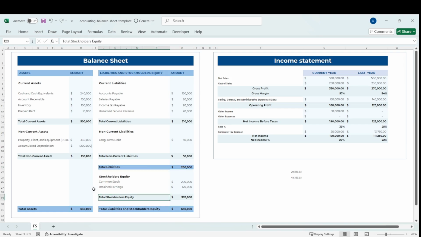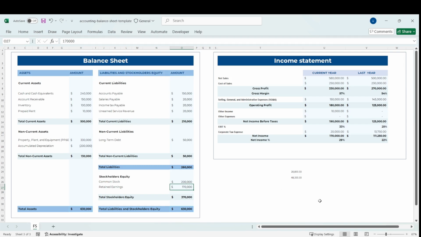Now let's look at the shareholders' equity, which represents 370,000. This is the residual value from the assets minus total liabilities. The common stock is 200,000, which represents the initial capital contributed by shareholders. These make up around 30% of the total assets, providing a solid foundation for the company's financial stability. The retained earnings of 170,000 represent 27% of the total assets, reflecting cumulative profit.